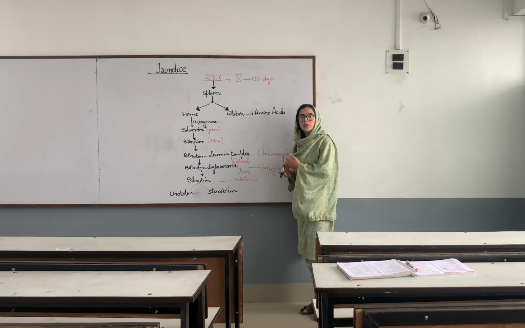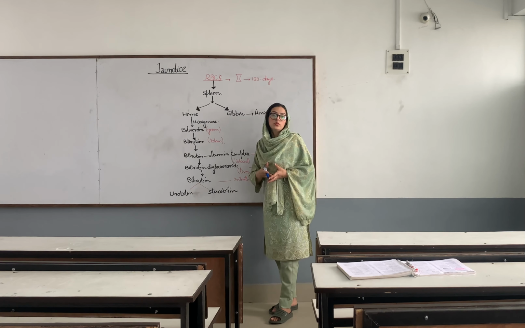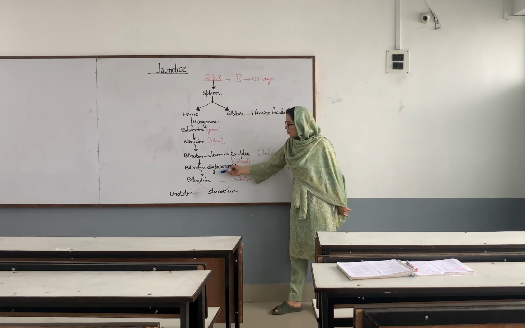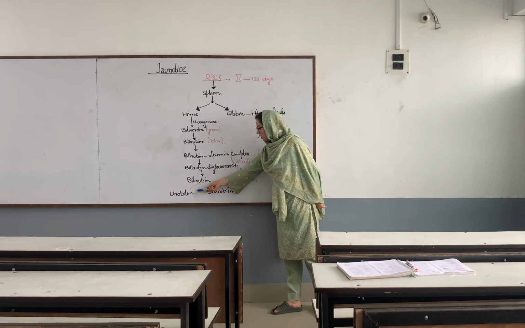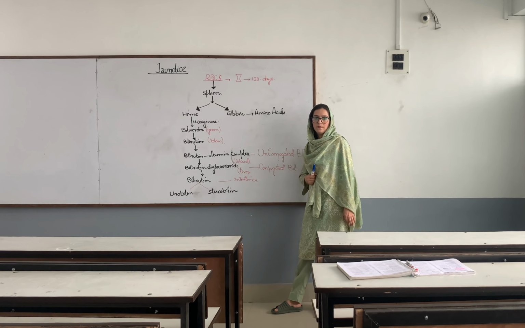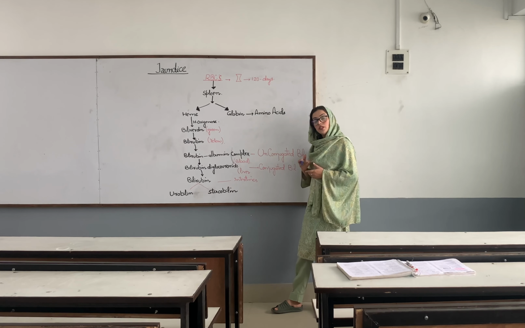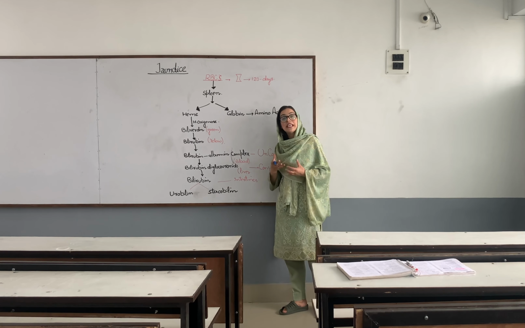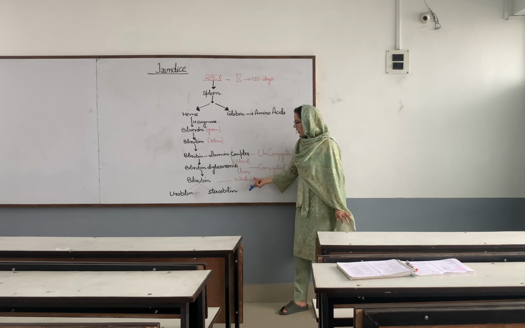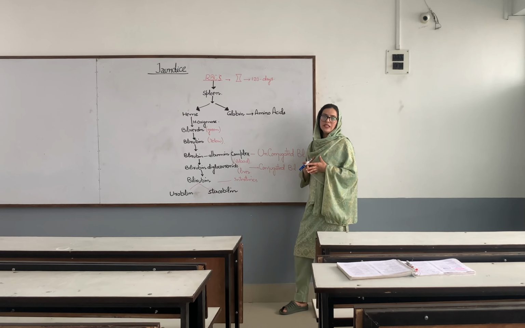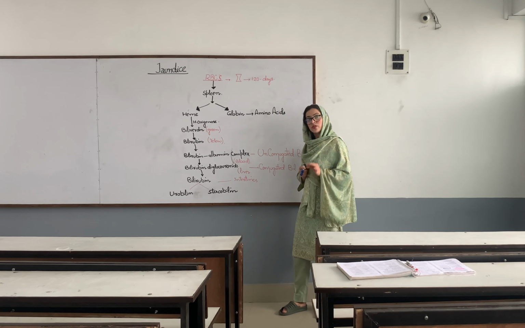Now, the conjugated bilirubin is transported to the intestines where the bilirubin is converted into two pigments, urobilin and stercobilin. Urobilin is excreted in urine and it gives urine its characteristic yellow color, whereas stercobilin is excreted in feces and gives feces its characteristic brown color.